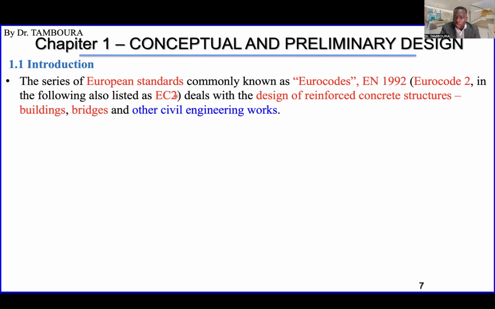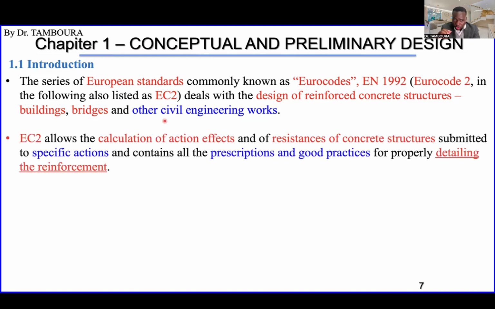Eurocode 2 deals with design of reinforced concrete structures, buildings, bridges, or other civil engineering works. And this Eurocode 2 allows the calculation of actions, effects, and resistance of concrete structures submitted to specific actions, and contains all the prescriptions and good practice for properly dealing with the reinforcement.